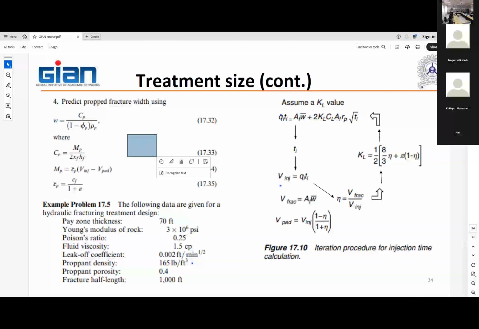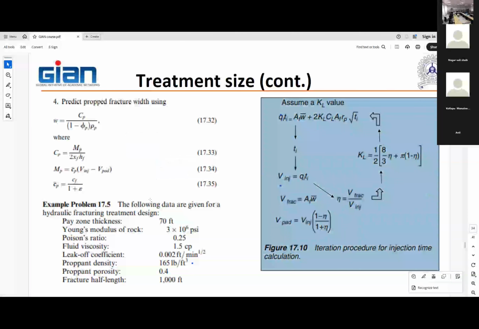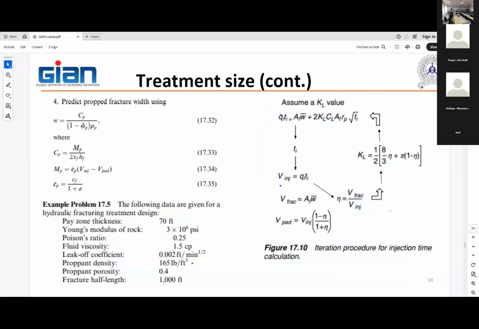So now you know all the formulas, and now let us take a look at the calculations. I took this from Boyun Guo. There is an author, Boyun Guo, and I took it from this book. So let's say the pay zone thickness that you want to fracture is 70 feet. Young's modulus of the rock is 3 into 10 to the 6 psi. Poisson's ratio is 0.25. Fluid viscosity that you are pumping is 1.5 centipoise.